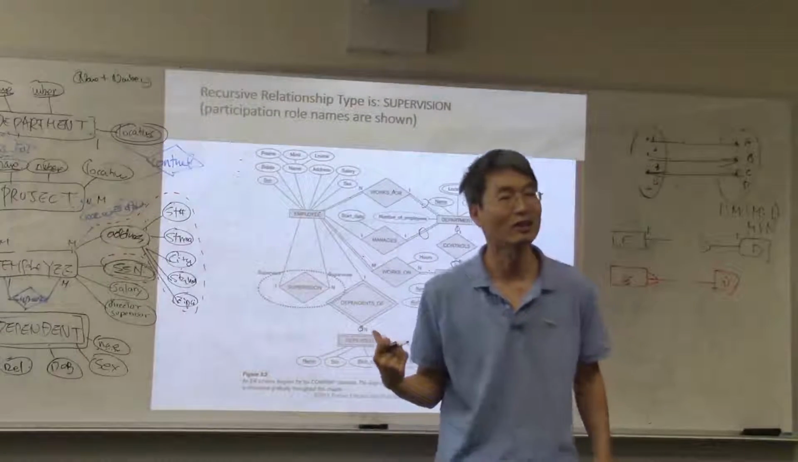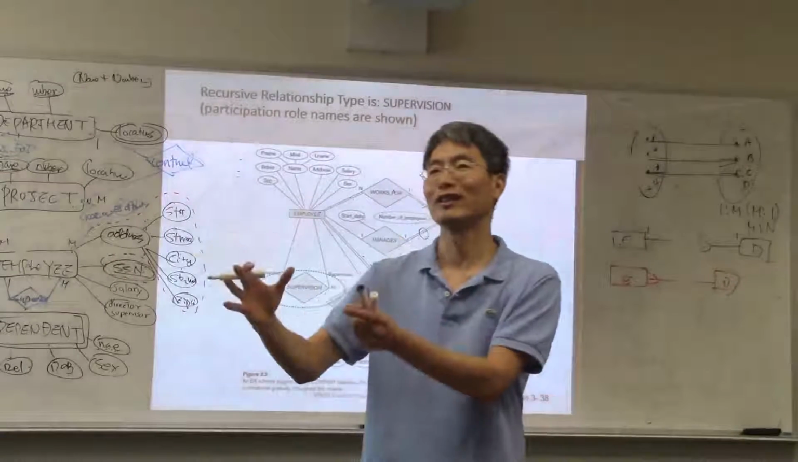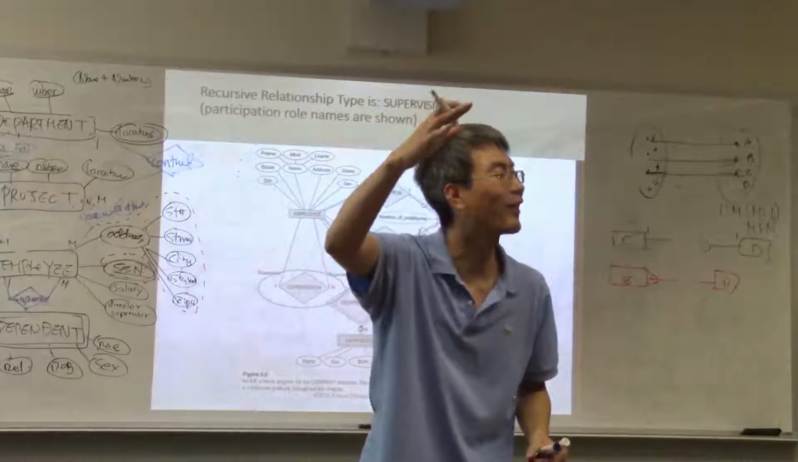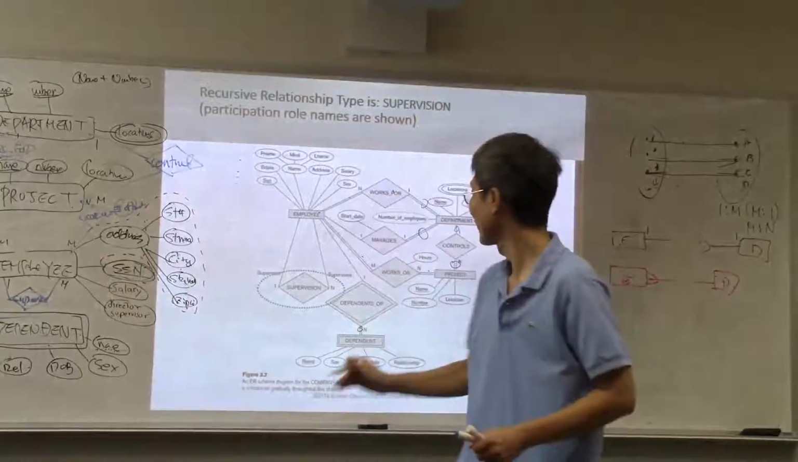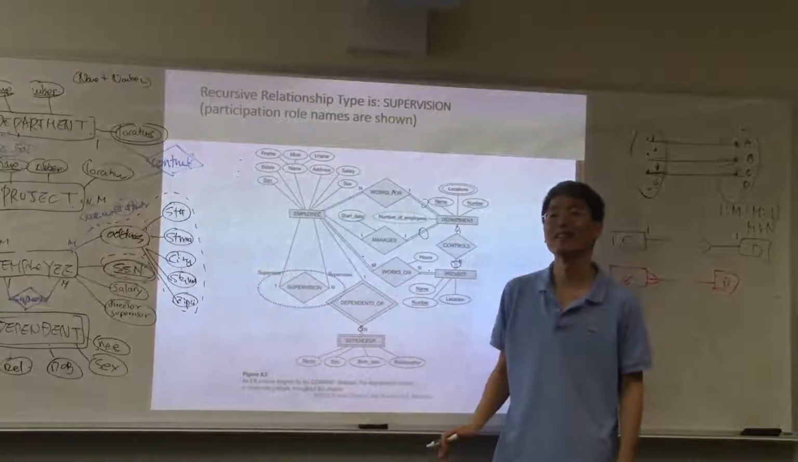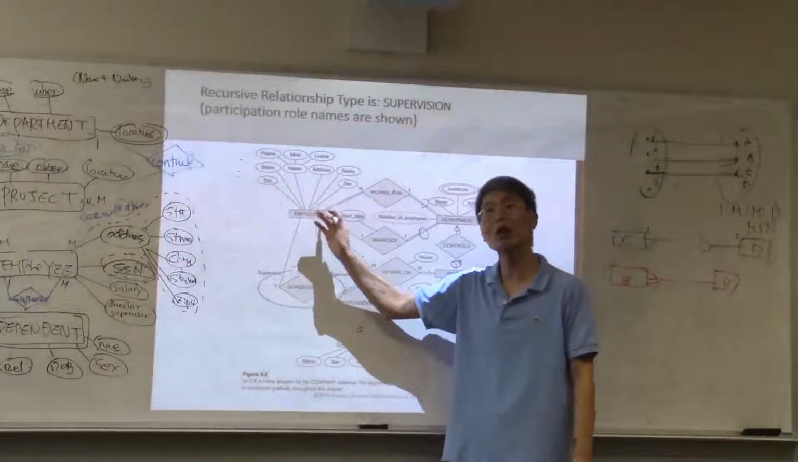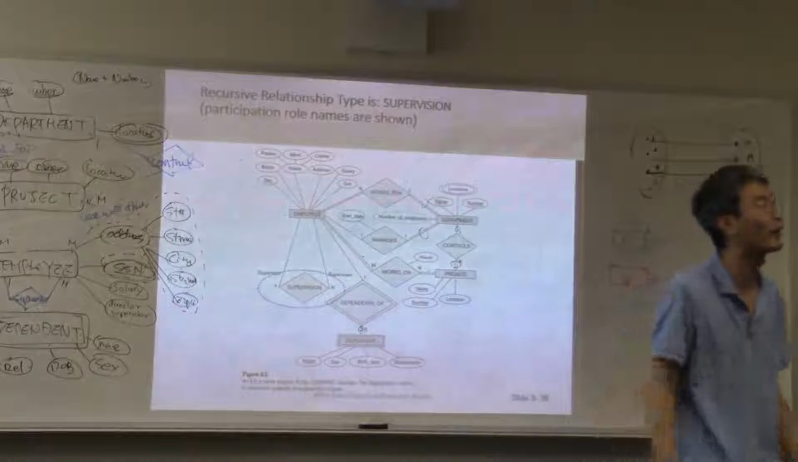It's not possible. It doesn't make sense. There's a dependent who is not in the company, right? So that is the reason it's a double line. On the other hand, employee, there might be employees who do not have any dependent.